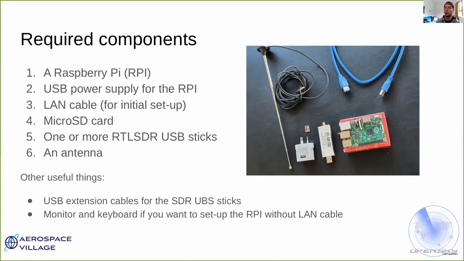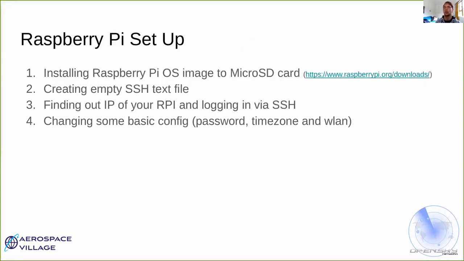For the ATC reception, we need a software-defined radio USB dongle. In our case, we're using the RTL SDR dongle. The link to it is provided on the last page of this presentation. And then we need an antenna to connect to the dongle. There are dongle sets that you can buy, including a general purpose antenna. That's a good start.